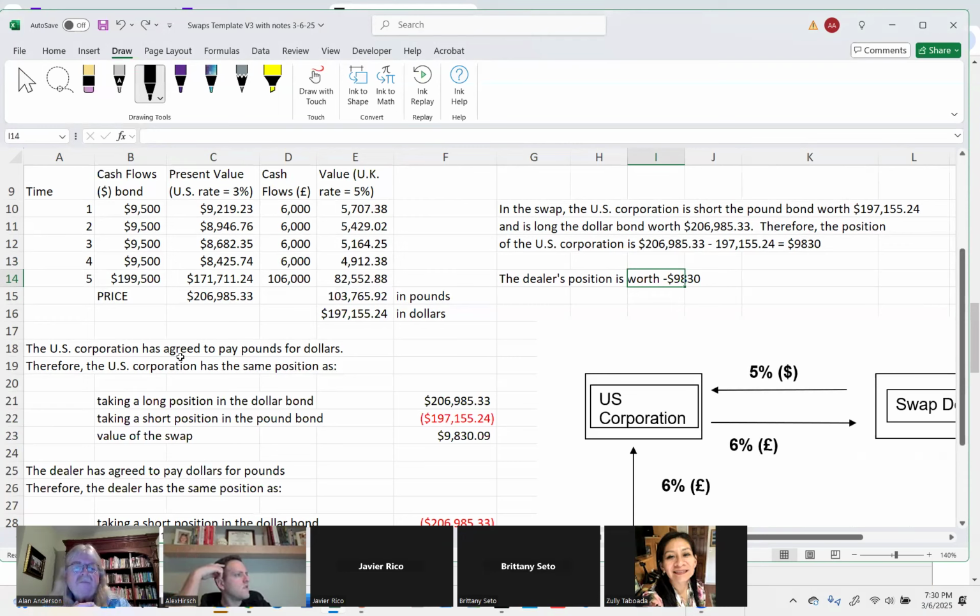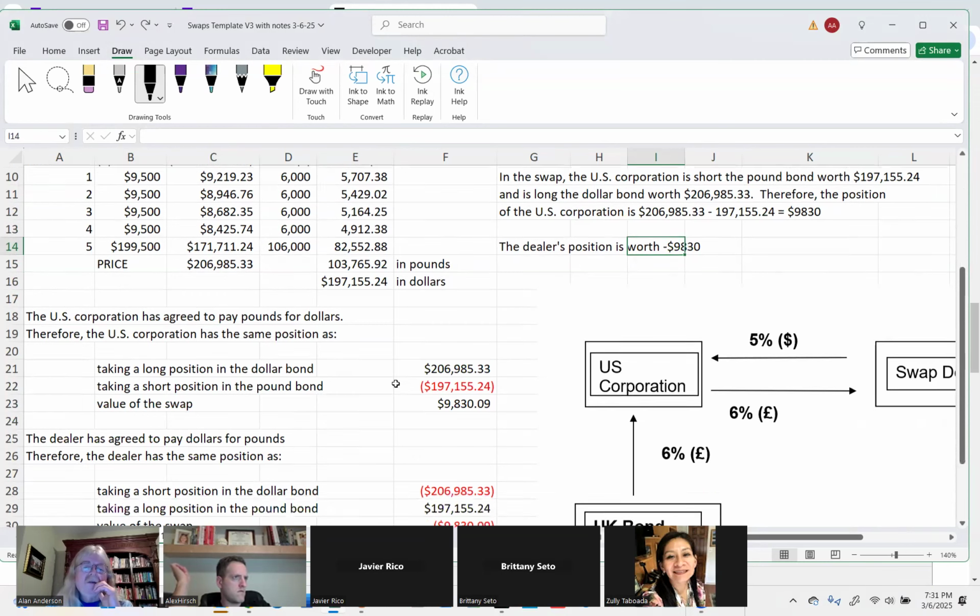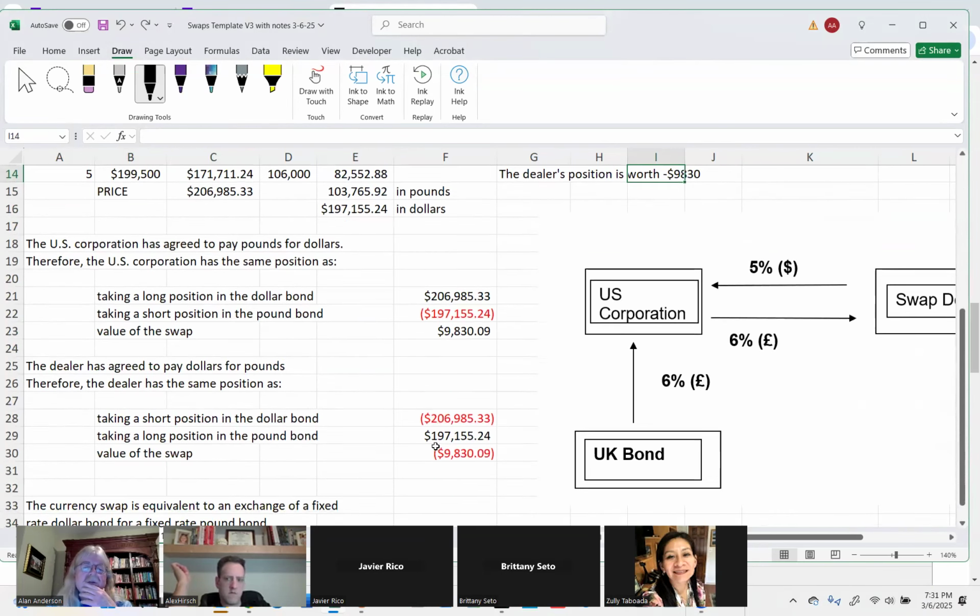So now if you remember, it's true that I bought the British pound bond, but I then sold it in effect to the dealer in exchange for the dollar bond. So I'm long the dollar bond, short the pound bond. So the difference between the two is the position for me. And of course, the opposite must be true for the dealer. They're down 98.30.09.